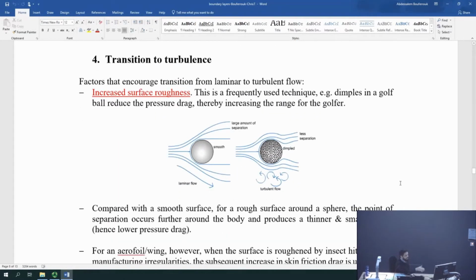So just very briefly, I'll give you some qualitative things about transition to turbulence. There are many things that can cause transition to turbulence, one of which is the roughness on the surface. So if you have a wing which is very smooth and a wing which is rough, the transition is different between a rough and a smooth surface. And in fact, we can look at this from a golf ball.